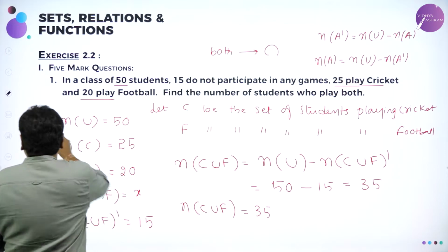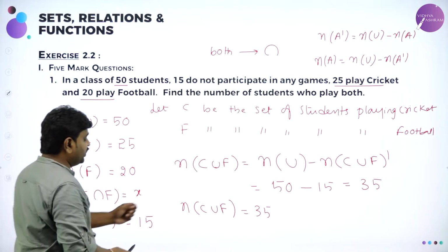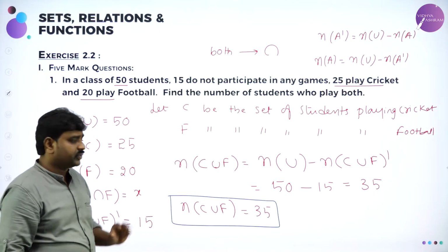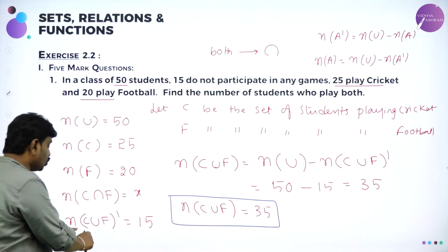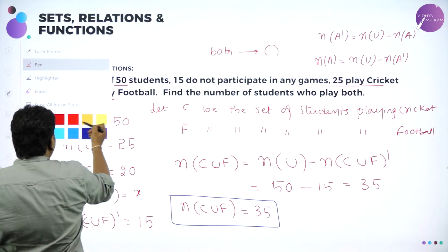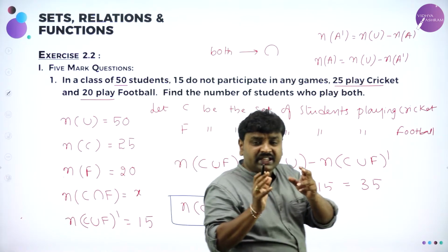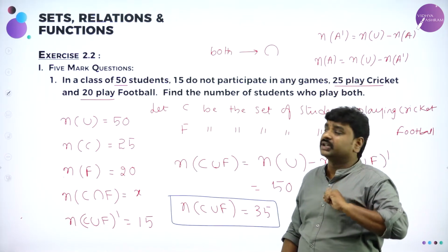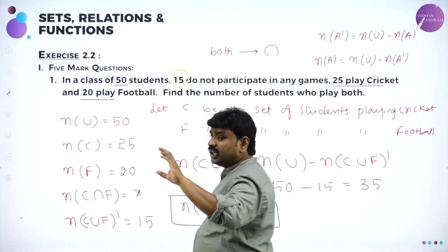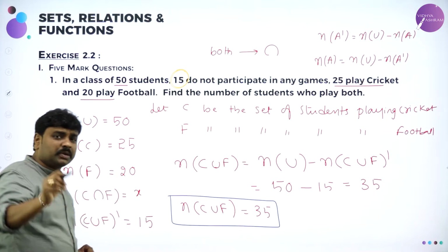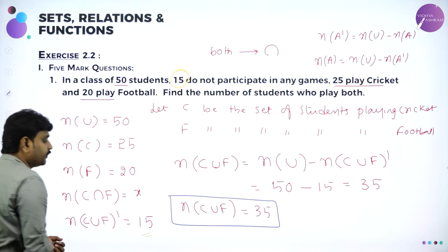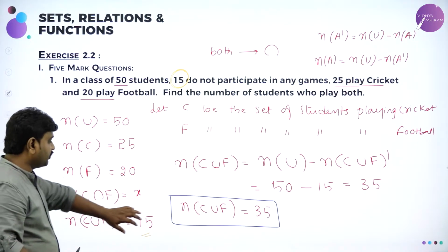Now, my dear students, after reading the problem, we could write the union. What is n of (C union F)? 35. Because they told who do not play both. Reading the problem, analyzing it and writing what is given is important. Here they mentioned 15 do not participate in any game. 15 students are not participating. Not participating means what? (C union F) the whole dash. (C union F) the whole dash is 15. Who are not involved means only 15.